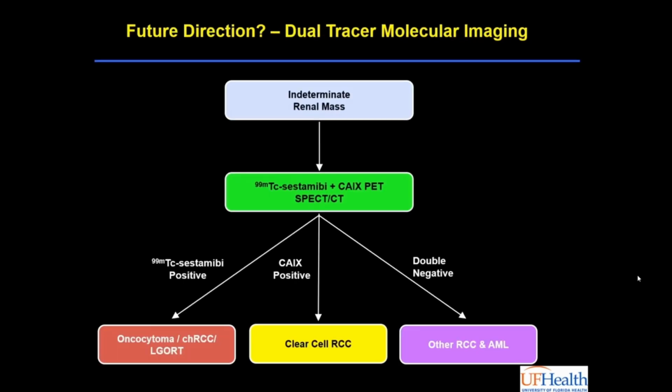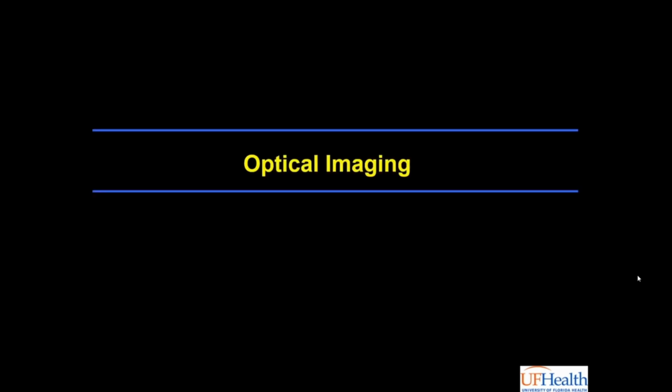So future directions: if we take an indeterminate small renal mass, can we somehow use a combination of sestamibi and CA9 PET imaging to really segregate those that are clear cell versus the other variants? More to come, and that may be a future direction.